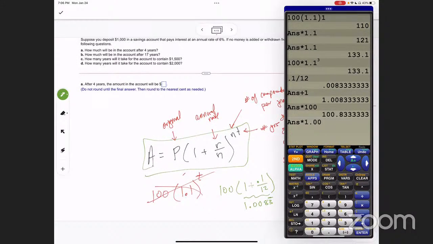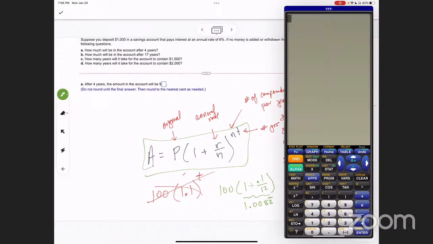Oh, you know what? I should have stored that for X. Here, let me clear this real quick. Let's start over. I should have stored that for X. That would have been easier. 0.1 divided by 12. There's that number. I'm adding 1 to it because that's like my 100%, right? So I'm going to store that for X. Okay. So that's my rate. So if I take 100 times X, I'm going to get that number. If I multiply that by X again, this is month 2.